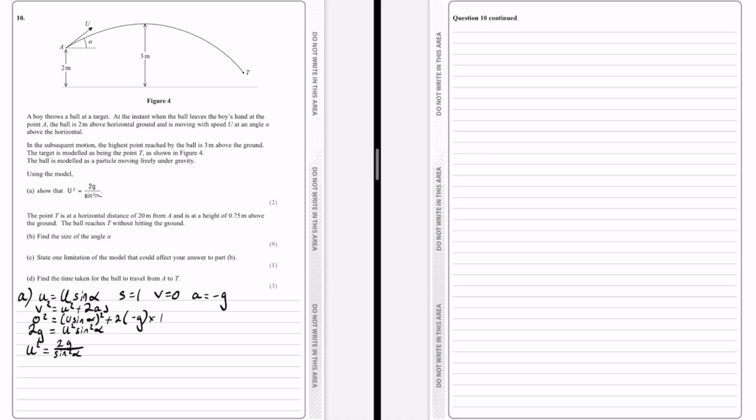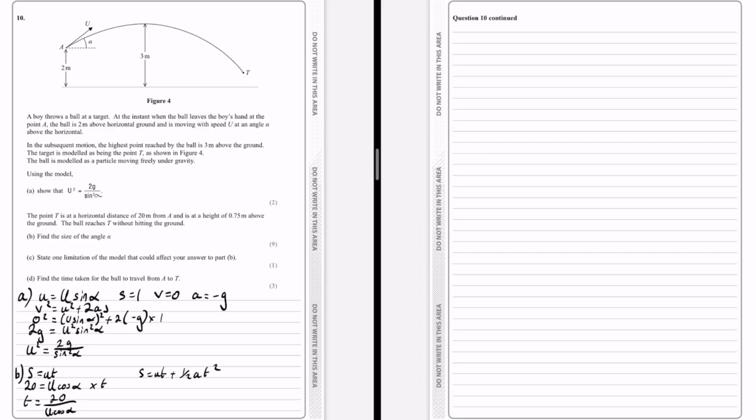Then for B, find the size of angle alpha. We're going to use s equals ut, so we're looking at the horizontal direction here. Set s to be 20, it's given in the question. u is now u cos alpha, times t. There is no acceleration in the horizontal direction with this simple model for projectile motion. So t will be equal to 20 divided by u cos alpha.